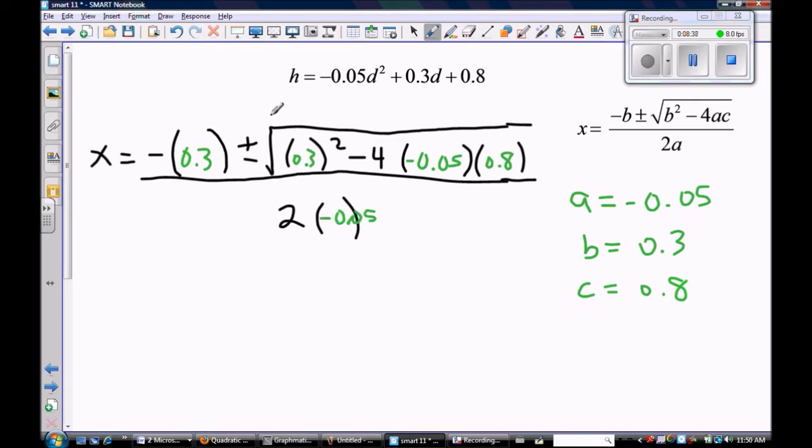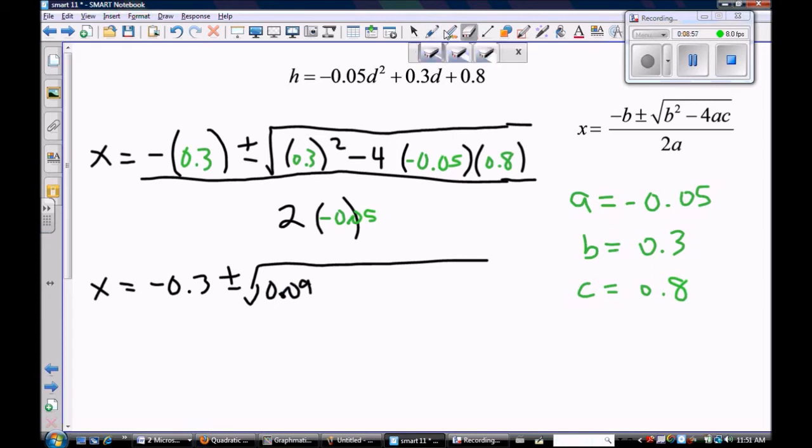Okay, so now you just follow the rules of math, particularly BEDMAS. So let's do that. So I have negative 0.3 plus or minus, here's my square root sign. So 0.3 squared is 0.09. It's just 0.9, sorry. Whew. That was almost problematic. And I'll fix the square root sign while I'm at it.